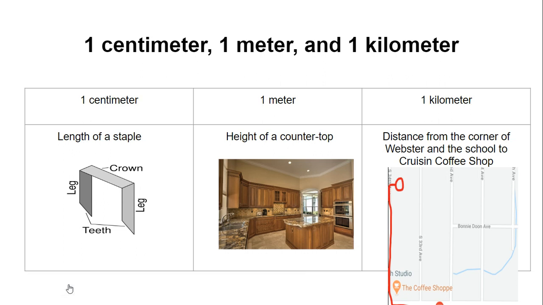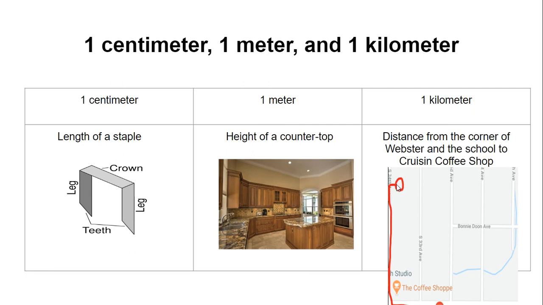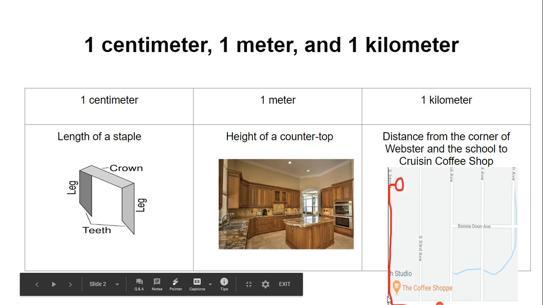So you can see in the examples that 1 centimeter is the length of a staple, the top part of a staple. 1 meter could be the length of a countertop. And 1 kilometer could be the distance from the corner of Webster, where the stop sign is, where Mrs. Thomas stands, down 34th Avenue, all the way over to Cruisin' Coffee Shop.